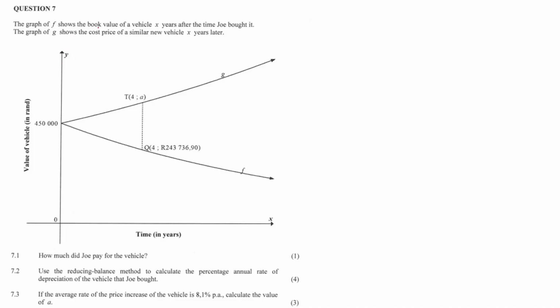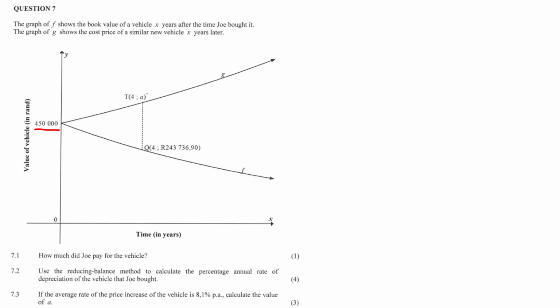Question 7. The graph of F shows the book value of a vehicle X years after the time Joe bought it. The graph of G shows the cost price of a similar new vehicle X years later. So look, I know this looks like two linear functions. It's actually finance though. So this is a vehicle that was bought for 450,000 rands, like right now.